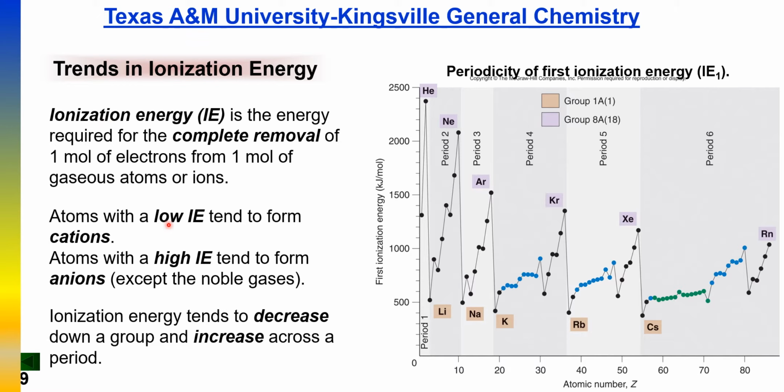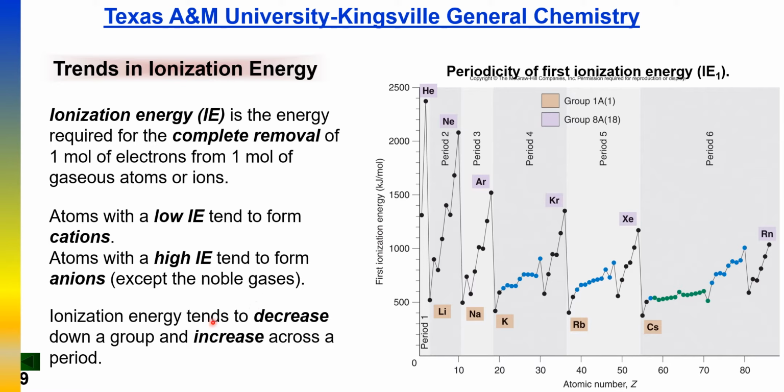The atoms with low ionization energy normally tend to form cations, such as your group 1, group 2, the metals. The atoms with high ionization energy tend to form anions. Most of the gases are non-metal elements except noble gases. Your noble gases, they stay as itself. Normally, they do not gain electron or lose electron unless you have a special condition.